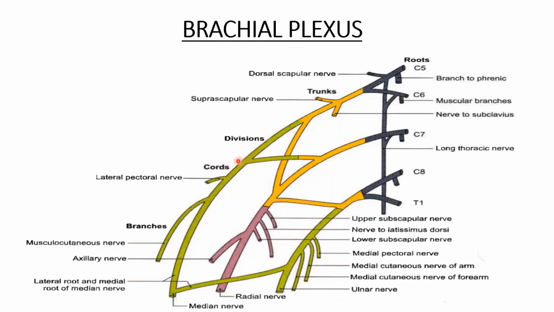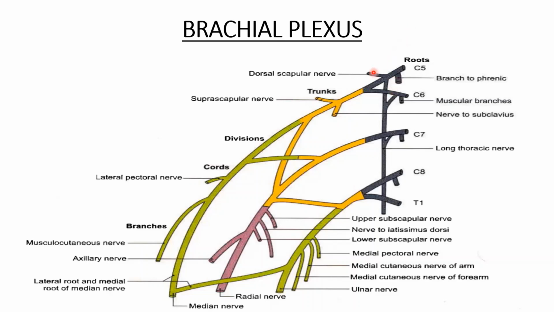Now, the names of these cords, lateral cord, posterior cord, and medial cord, are like this because of their relation with the axillary artery. So this cord is lateral to the axillary artery. This is posteriorly located to the second part of the axillary artery, and this is medially located to the axillary artery. Now moving on to the branches of the brachial plexus.